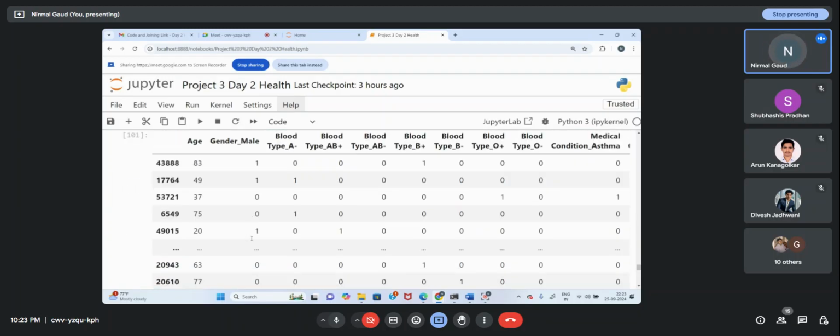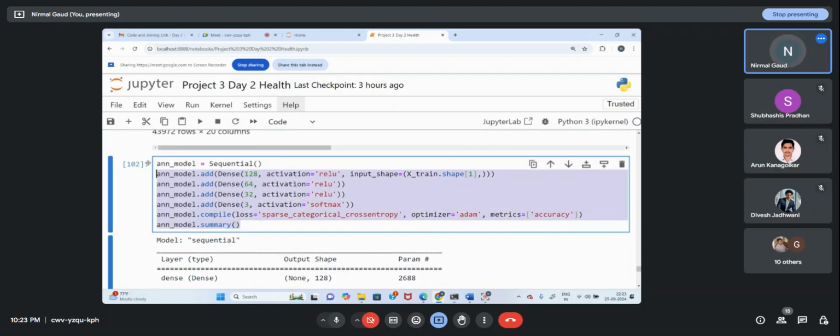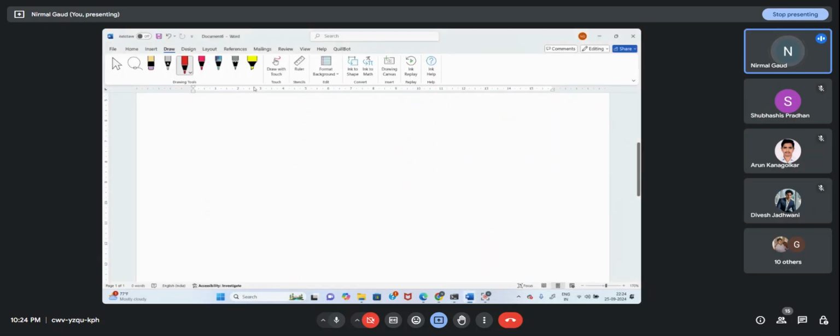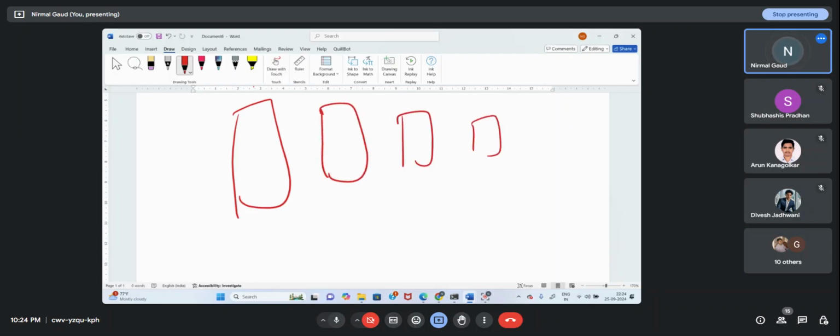Fine, and then I prepared my architecture. Model sequential. Add a dense layer with 128 neurons, a dense layer with 64 neurons, a dense layer with 32 neurons, and the final output layer with 3 neurons because I need to do the multi classification. So the architecture is 128, then 64, then 32, then 3.